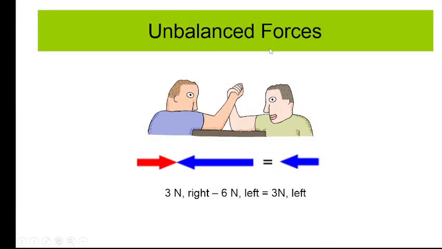For unbalanced forces, if two forces are not equal, then we call them unbalanced forces. Here you can see 3 Newton force applied in the rightward direction and 6 Newton force applied in the leftward direction. So the net force will be, we have to subtract, 6 Newton minus 3 Newton. And in what direction will it be? In the direction of the larger force, which is 6 Newton in the left direction. So the net force will be in the left direction.